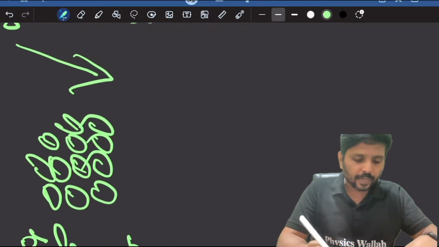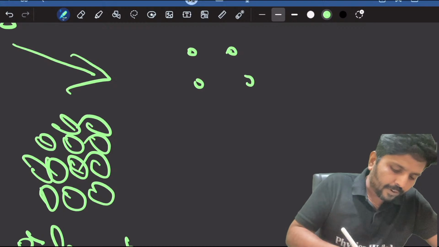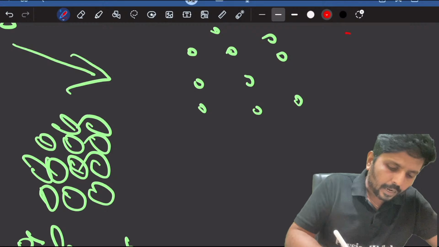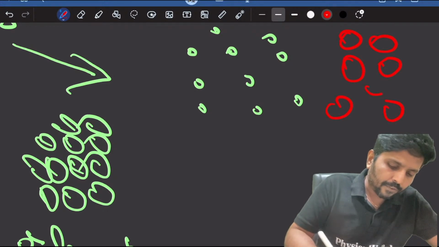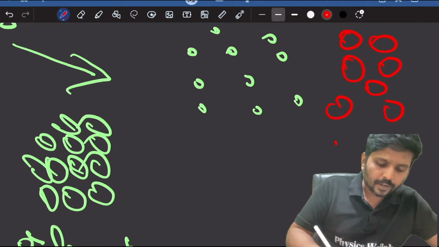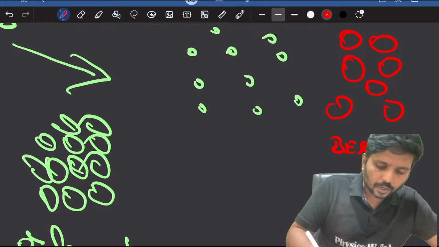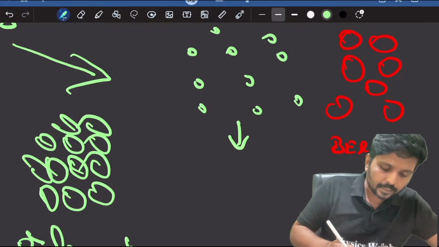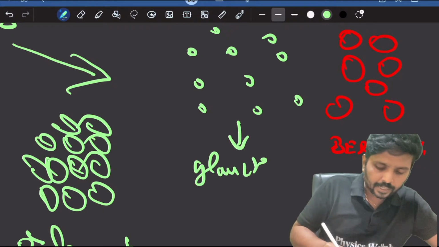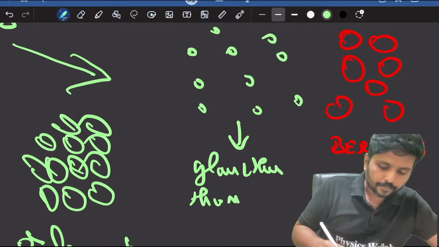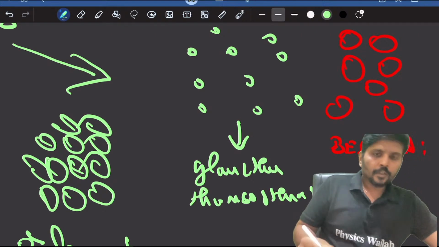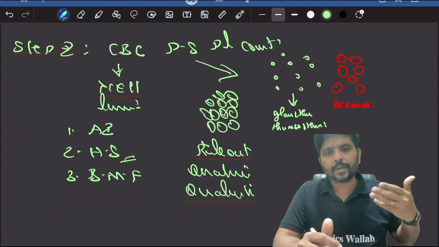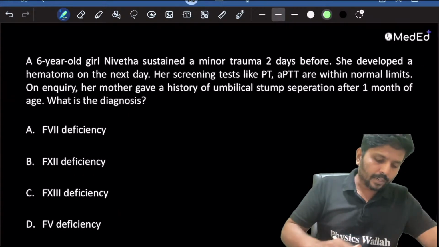But when you see small platelets away from each other, and you can also see large platelets away from each other: when you see large platelets away from each other, it is called Bernard-Soulier syndrome. When you see small platelets away from each other, it is called Glanzmann thrombasthenia. So remember, by doing a simple first step, CBC with peripheral smear, you are diagnosing so many things. So what is the next step?